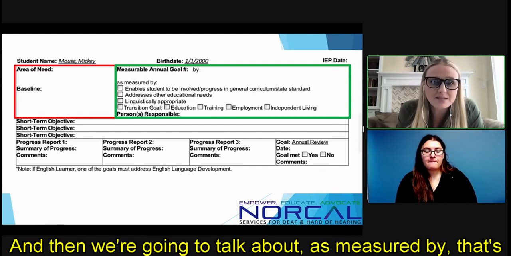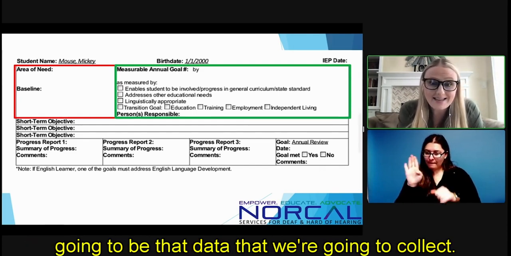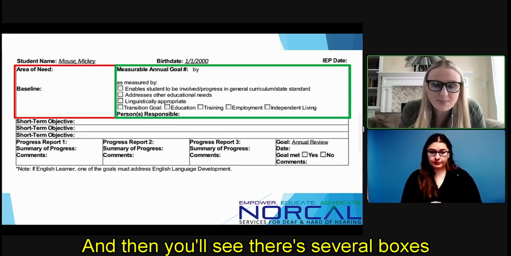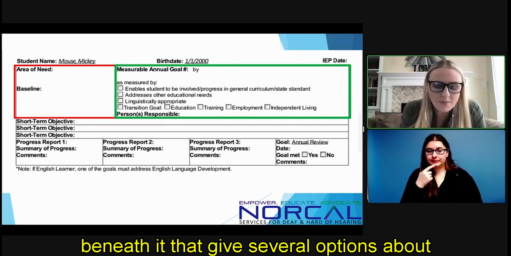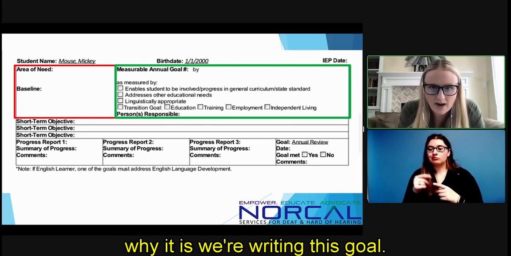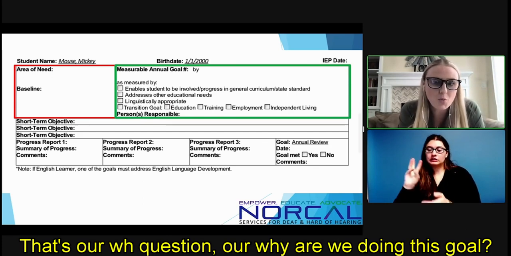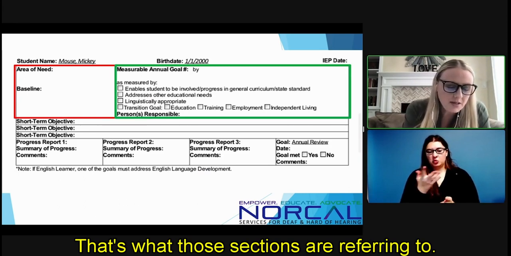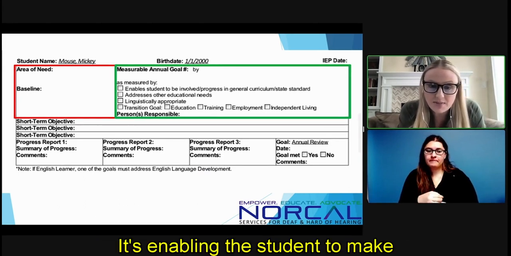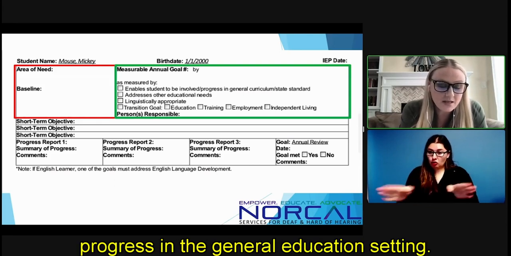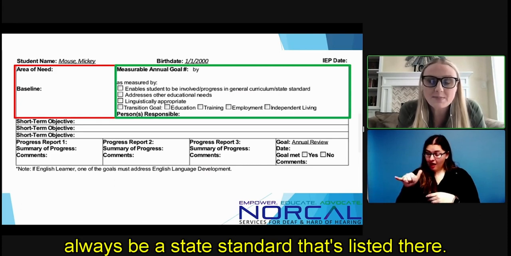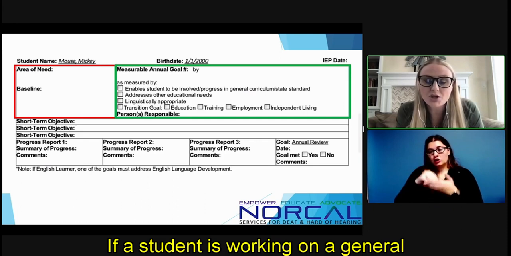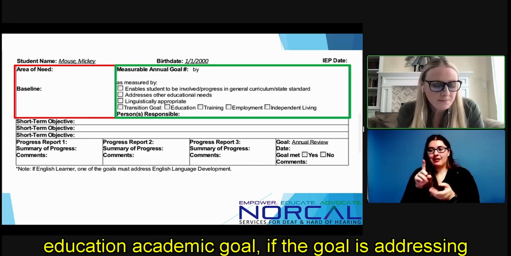And then we're going to talk about as measured by. That's going to be that data that we're going to collect. And then you'll see there's several boxes beneath it that give several options about why it is we're writing this goal. That's our WH question, our why are we doing this goal? That's what those sections are referring to. It's enabling the student to make progress in the general education setting. And if that is the case, there will always be a state standard that's listed there if a student is working on a general education academic goal.